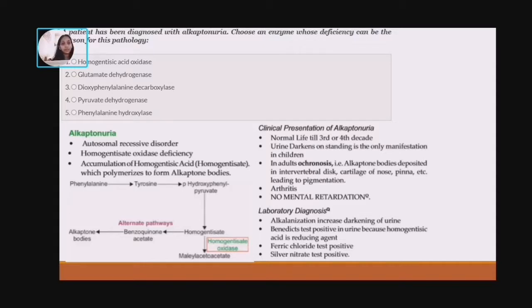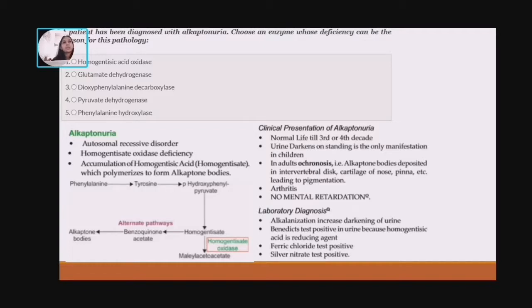If homogentisate oxidase enzyme is present, homogentisate will be further converted into maleylacetoacetate. But in some people this enzyme will be absent. So homogentisate, or we can say homogentisic acid, will accumulate and polymerize to form alkapton bodies. This is the basis of Alkaptonuria. Usually it presents in normal life till the third or fourth decade, and we can see the condition of urine darkening on standing, and that is the only manifestation in children.